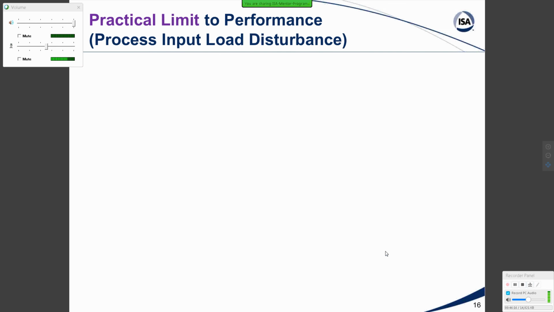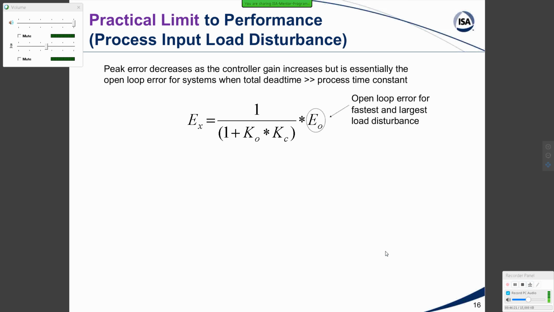Now, we talked about the ultimate limit, how good we can do. Let's talk about the practical limit. And the practical limit really depends upon your tuning. This is why you want to get the tuning right, because even if you have done a great job in reducing dead time, you're not going to do well if you tune the controller sluggishly. You can kind of understand that that's the situation, but this quantifies it.